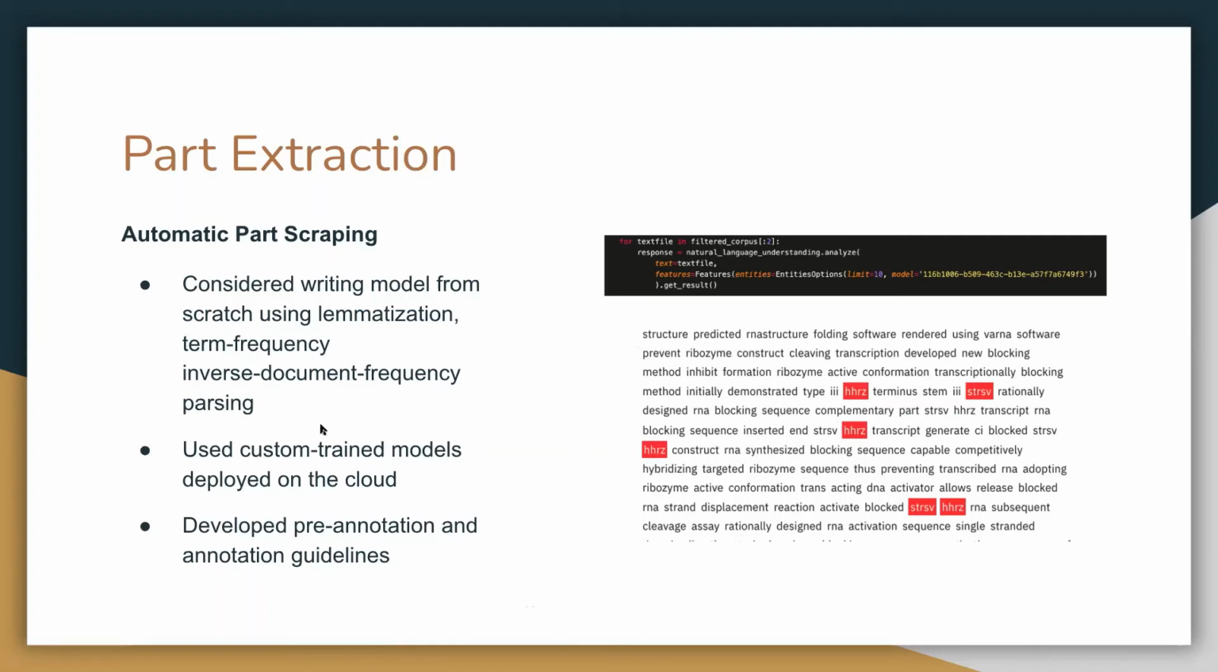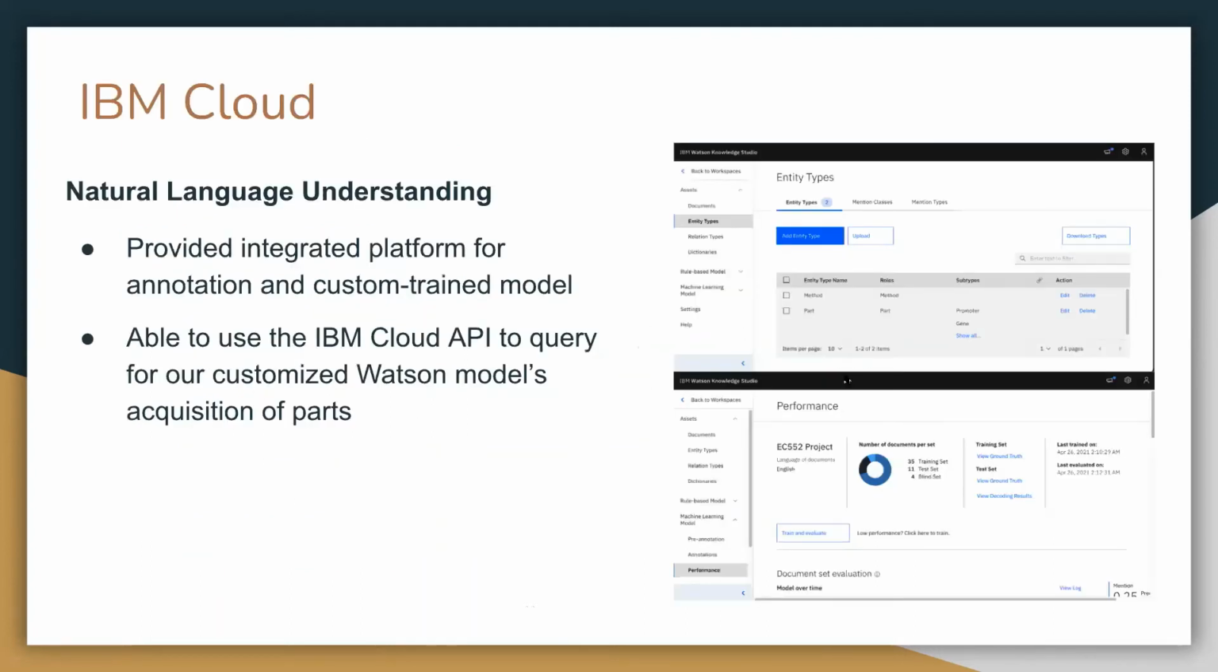We figured the best way to do this would be to deploy it on the cloud. After that, we looked at exactly what the best option would be, and that option ended up being IBM Watson's API. So we were able to train the model from that.